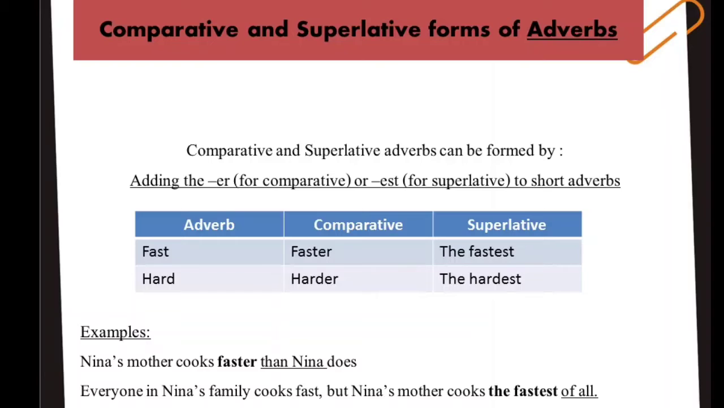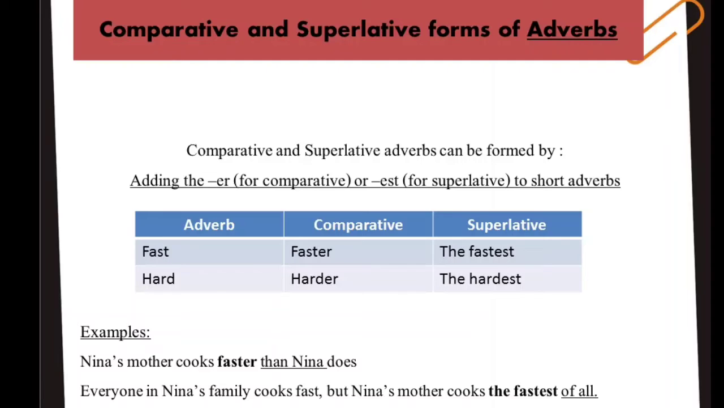Let's take a look at the example. So in here, the first one is, Nina's mother, ibunya Nina, cooks faster, memasak lebih cepat, than Nina does. Nah, so in here you can take the clue. Jadi di sini adalah kalimat comparative. How do you know this is comparative? Karena di sini ada kata than. So it means compare. Ya, jadi di sini membandingkan di antara Nina's mother and Nina. Jadi di sini membandingkan di antara dua benda atau dua orang. So this is a comparative sentence.